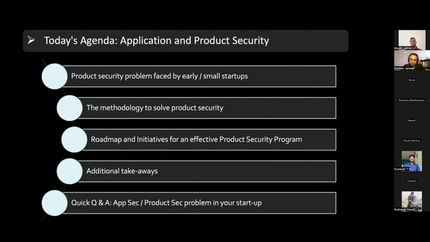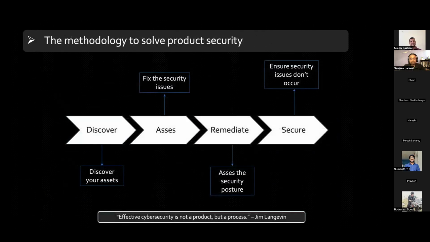So we'll talk about that. What is the methodology to solve a product security program? How do you implement it? What is the roadmap and what are the initiatives you should take to make that program effective? And then if we have time, we are also happy to answer your questions, anything you have.